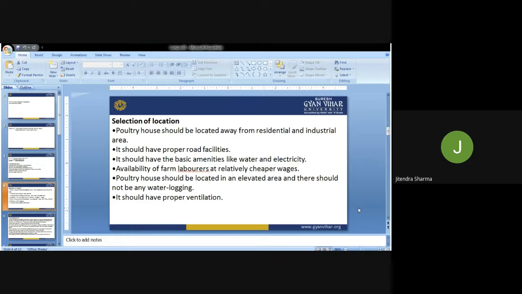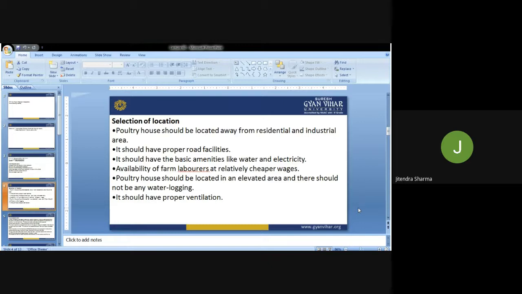Then the poultry house should be located in an elevated area, and there should be no water logging. This is the primary requirement: when we select the site, we have to ensure that water logging does not occur in that area.